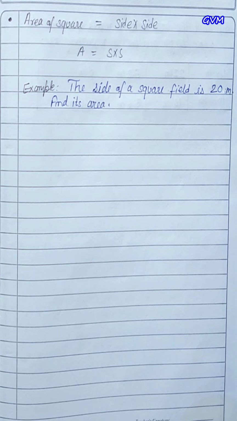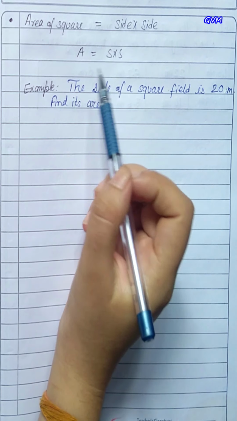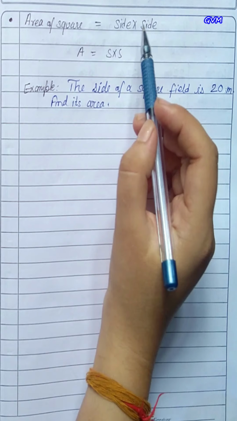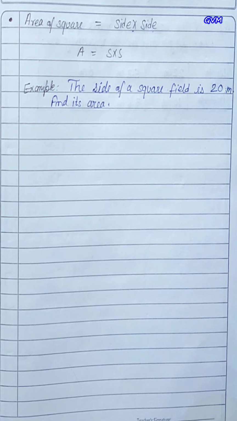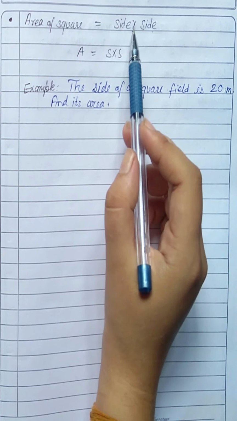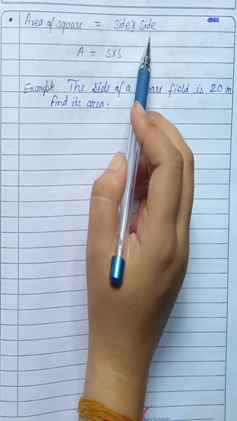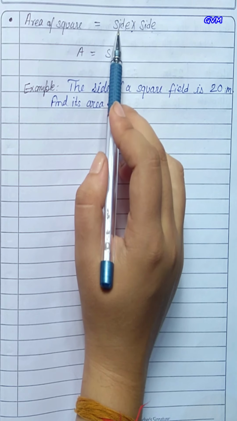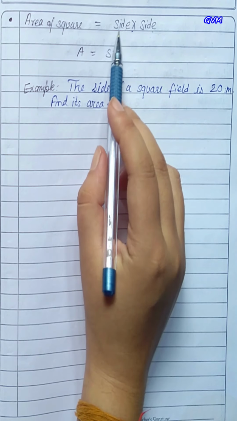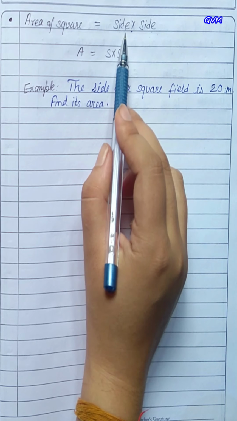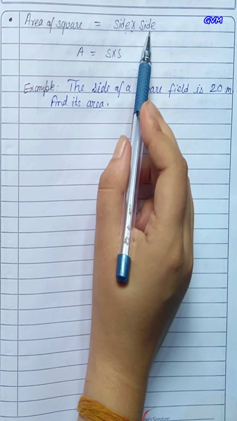Now let's come to the area of a square. So for the area of a square we have the formula side into side, because in a square we have the same length and breadth. That's why we are using side into side. We do not say L into B or length into breadth. We say side into side. So if we have been given only one side, we can conclude that the other side is the same.